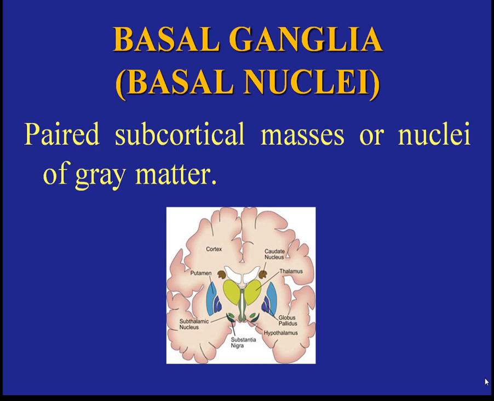During my previous lecture, we discussed the cerebellum function and pathology. Now we are discussing the basal ganglia, or basal nucleus system, paired subcortical masses or nuclei of gray matter. Mostly, these nuclei are located in the subcortical area and also in the upper part of the brainstem.